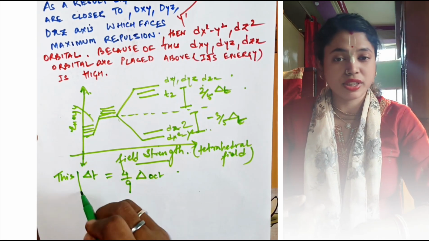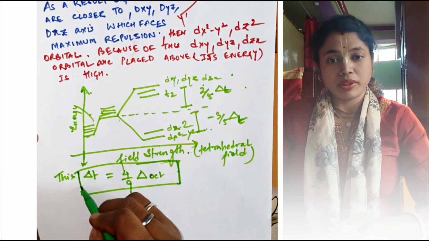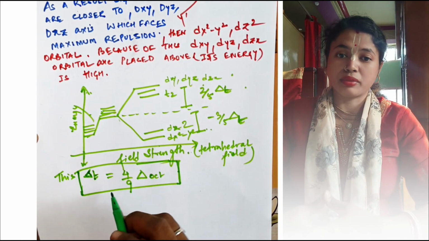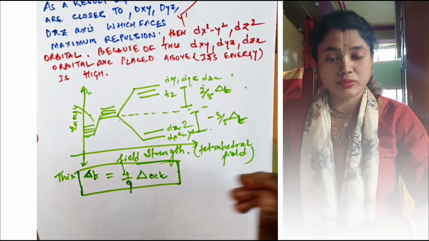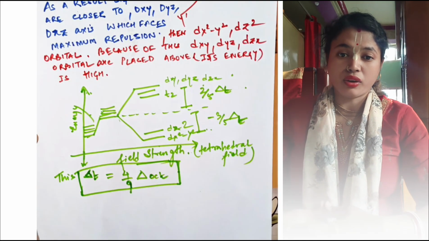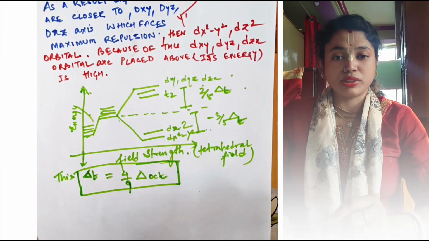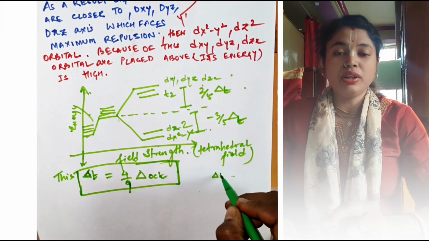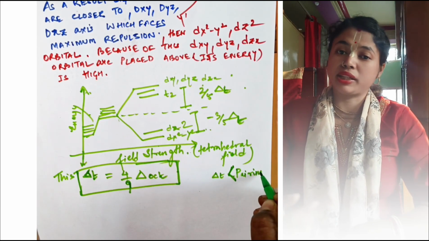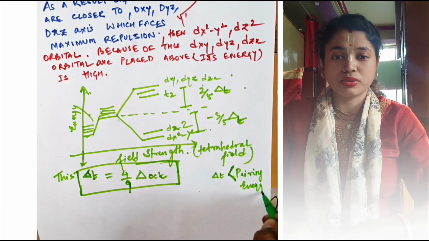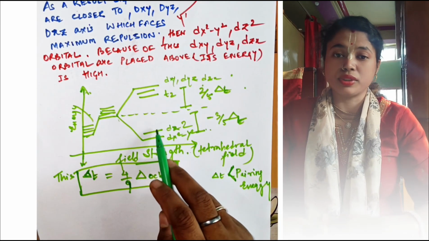Okay, remember this. This is the energy equation for a tetrahedral complex: CFSE is 4 by 9th of your octahedral splitting, and it is always a high spin complex. Okay, and there is no question of any low spin complex in a tetrahedral field, because delta t is less than your pairing energy. That means pairing energy is very high in this case. Pairing energy means the energy which is required for the electrons to pair up.